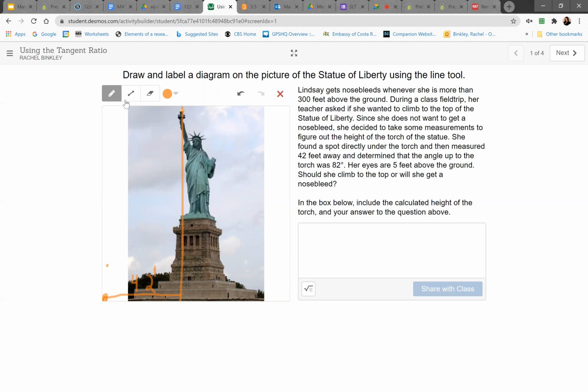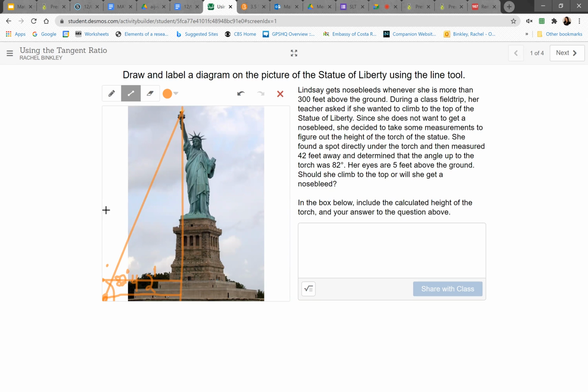And then she figured out this angle, a reference angle right here that was 82 degrees. She wants to know, and her eyes are 5 feet above. So we'll deal with that later. But it's basically saying that we're doing all of this, but it's happening 5 feet above the ground because that's where her eyes are.